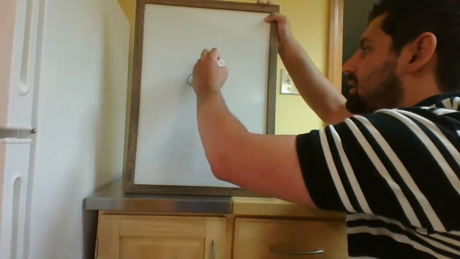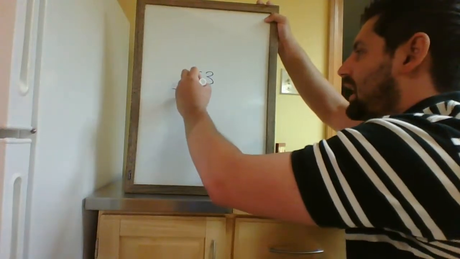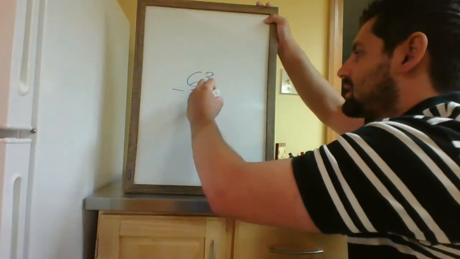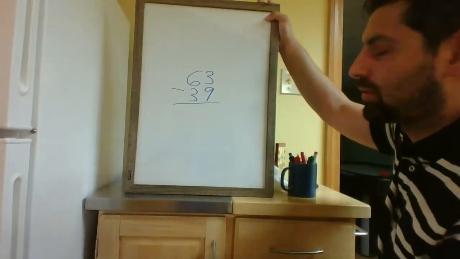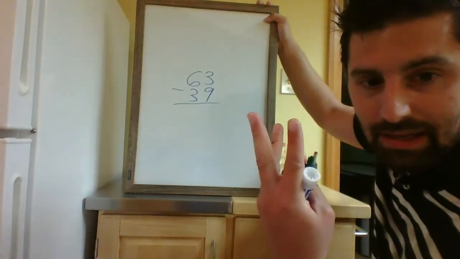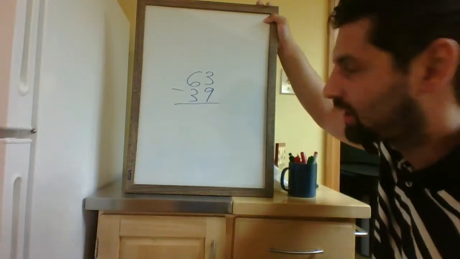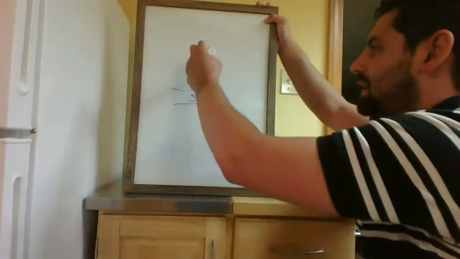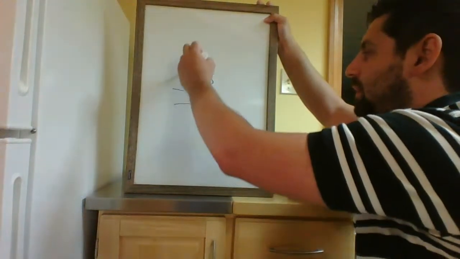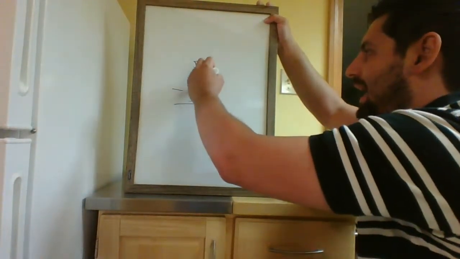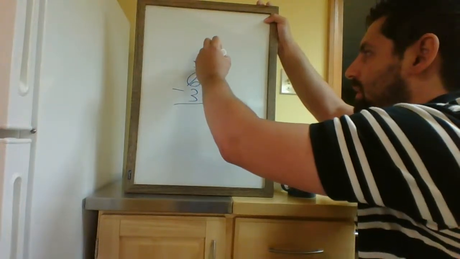63 minus 39. Looking at the problem, 9 is bigger than 3. You cannot start out with 3 and take away 9. That doesn't work. So we take a 10 from the tens place. We take away one 10 from the tens place, and then we add 10 to the ones place. 3 becomes a 13.